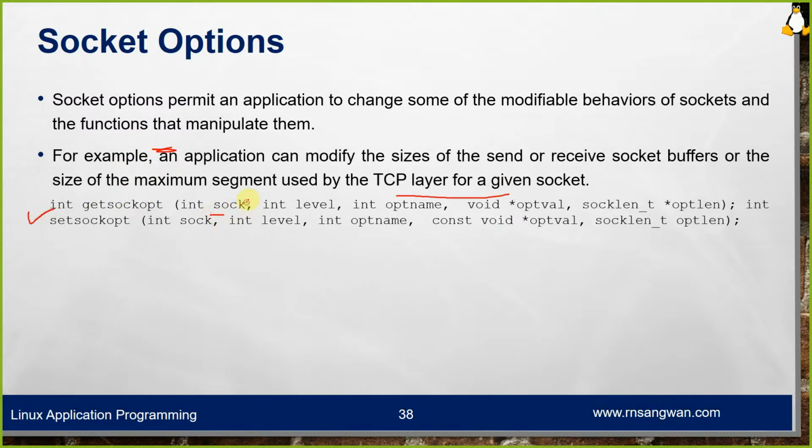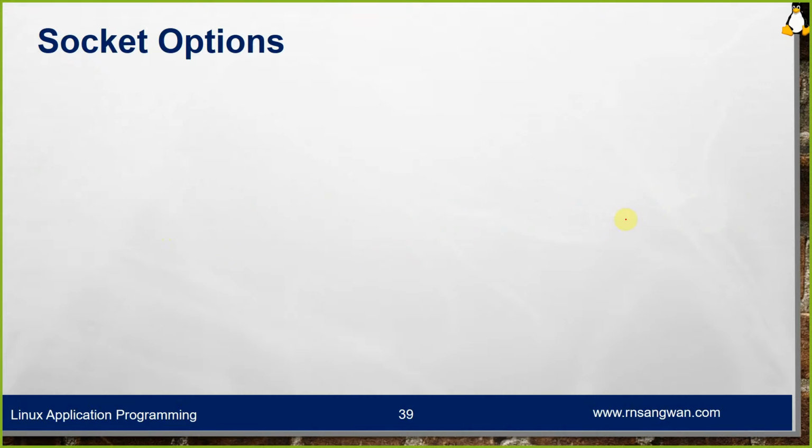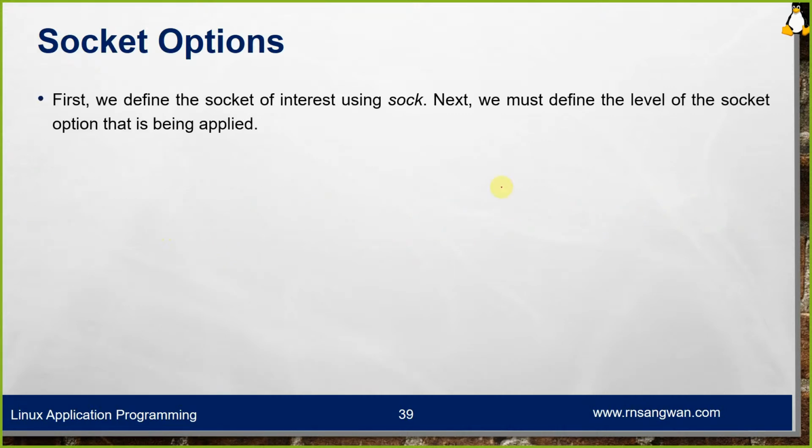So the first parameter is fixed, the second is fixed, the fourth is fixed. Up to here everything is good, but here we are defining the additional options. setsockopt, and we are defining the socket options in this. First we define the socket of interest using sock. Next we must define the level of socket option that is being applied.